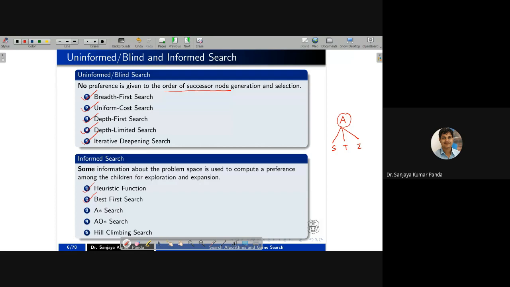Like if I give you the distance between two different cities, or as I talked about the Romania map. In the Romania map, there are 20 different cities, or 19 different cities. If I give the data related to how these cities are connected and what is the distance between any two cities, then you can easily perform a search. One of the simple search strategies is called best first search.